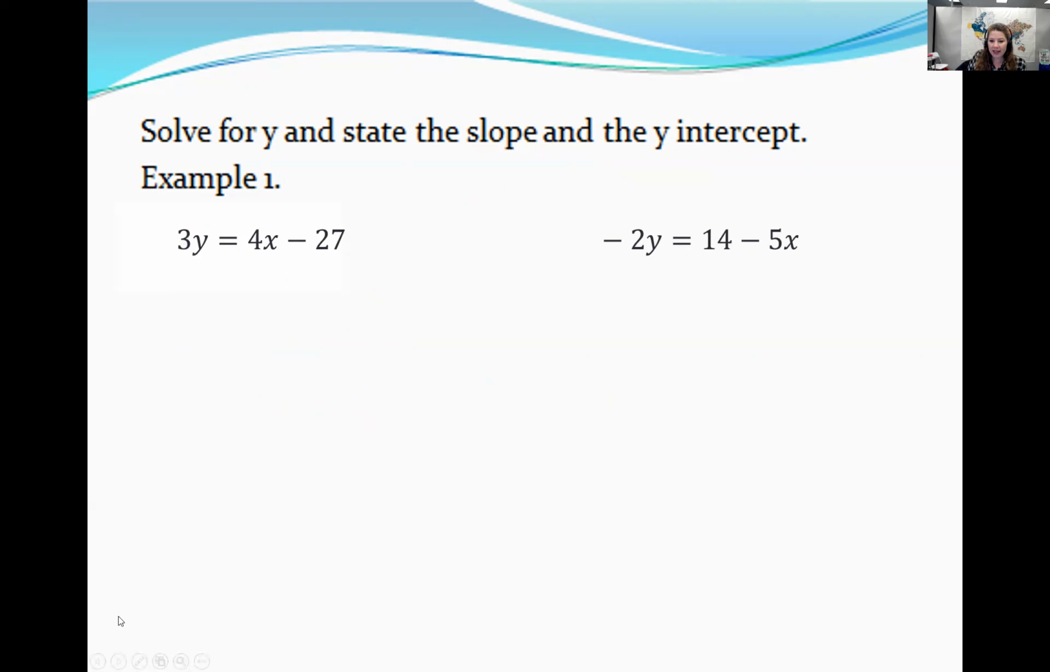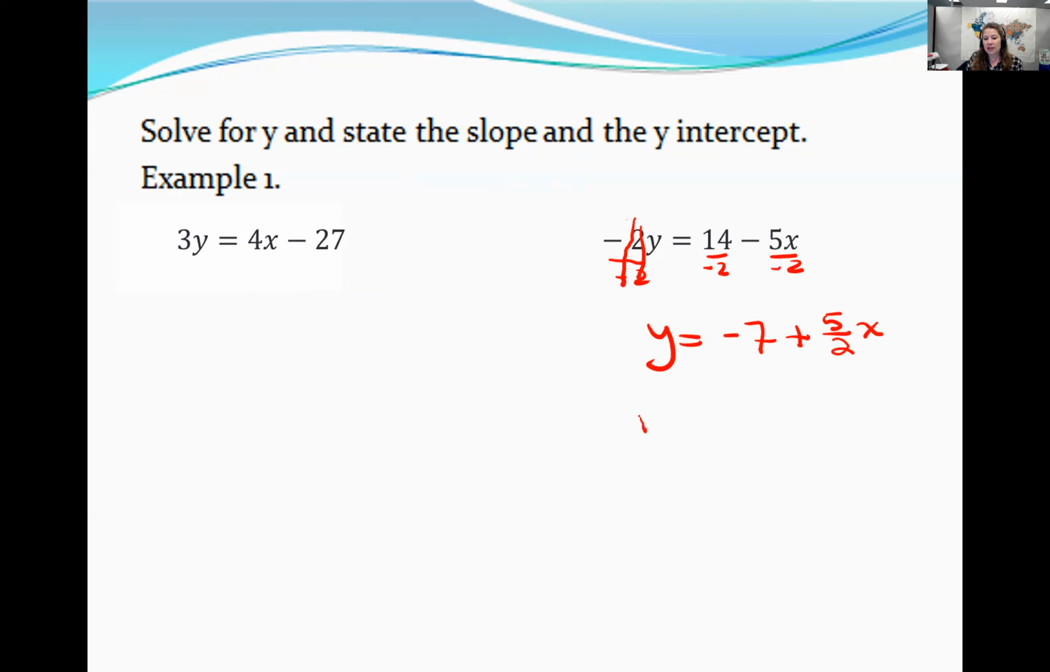We're going to solve for y, which means we're going to divide every single term by -2. All right, -2 divided by -2 is +1. 14 divided by -2 is -7. And then this is -5 divided by -2. That doesn't simplify to be a whole number, but a negative divided by a negative is a positive, and I'm going to keep it as a fraction, 5/2 x.